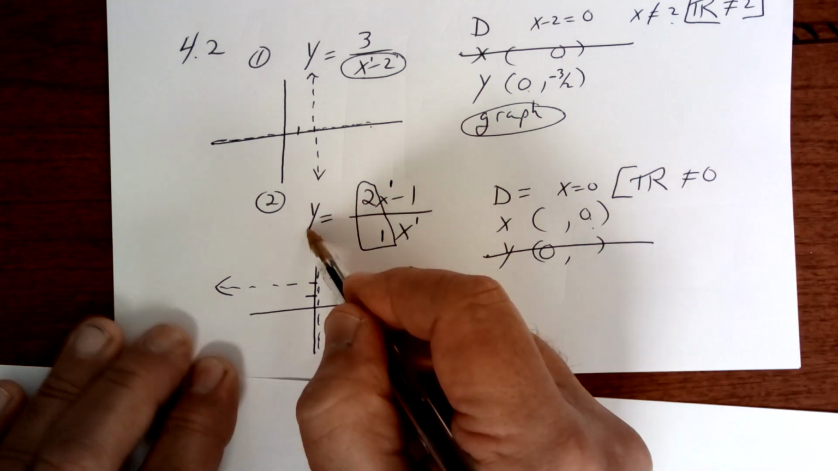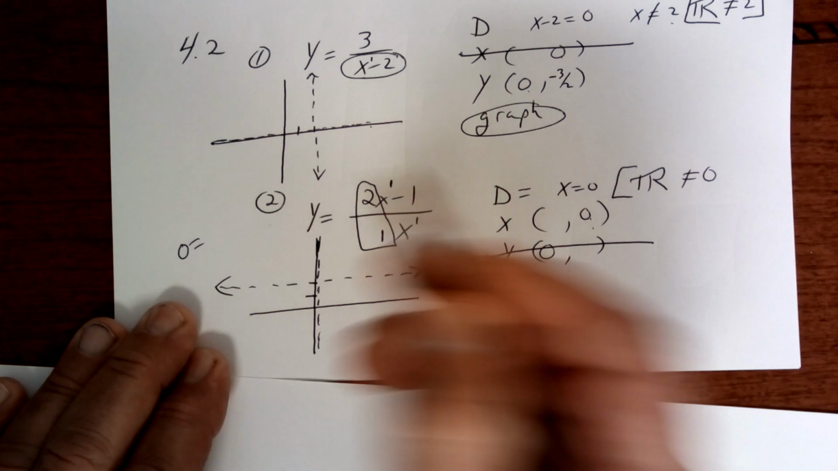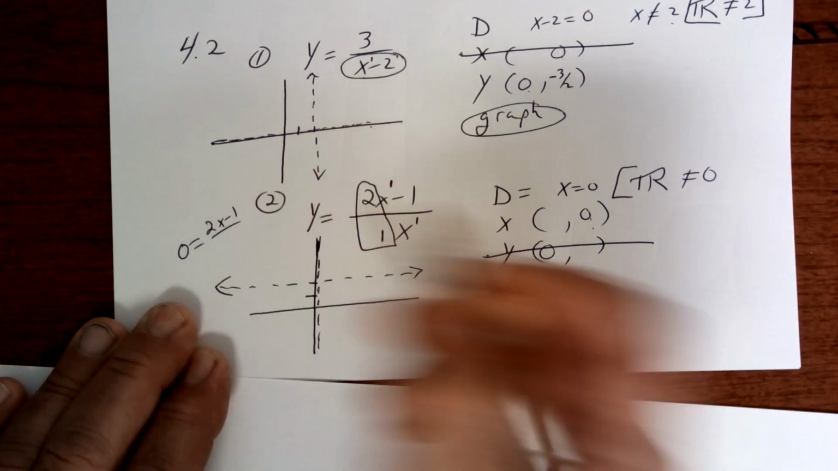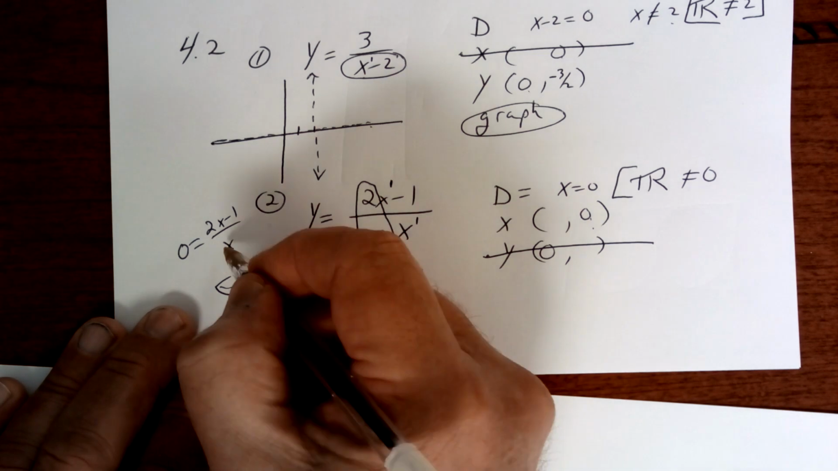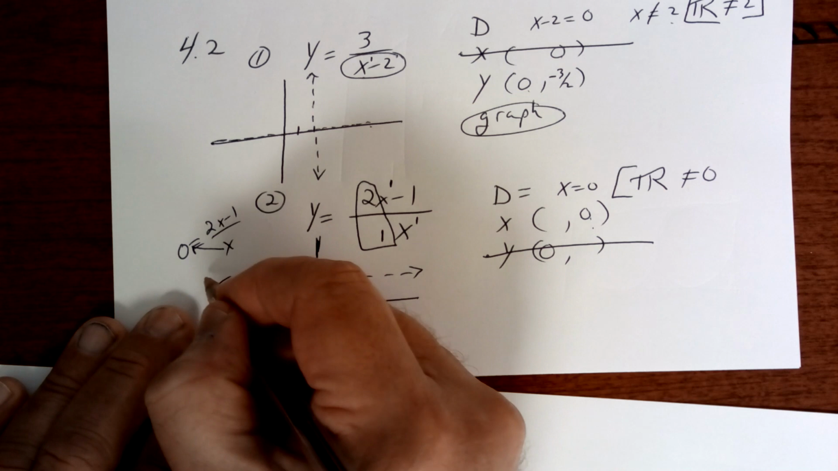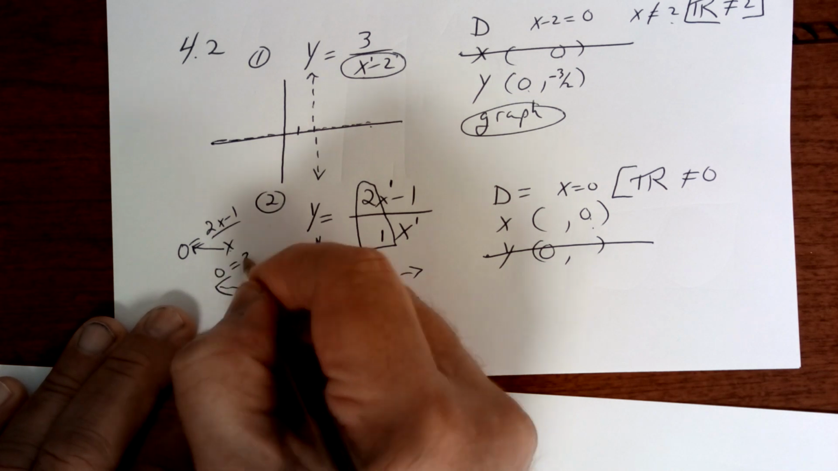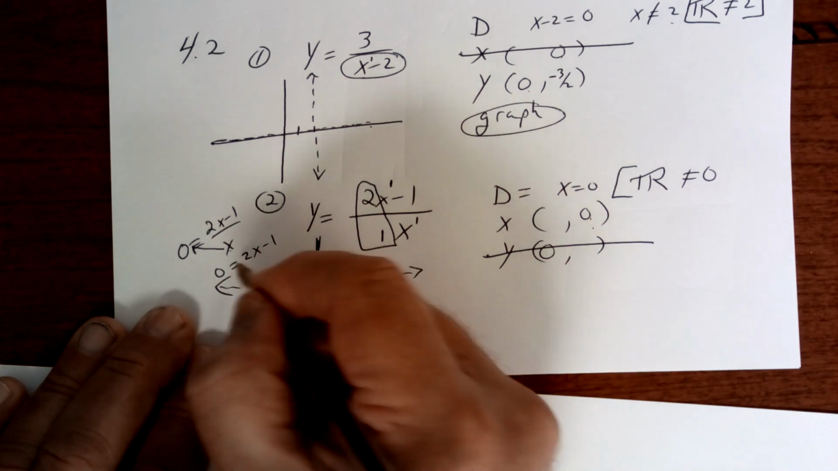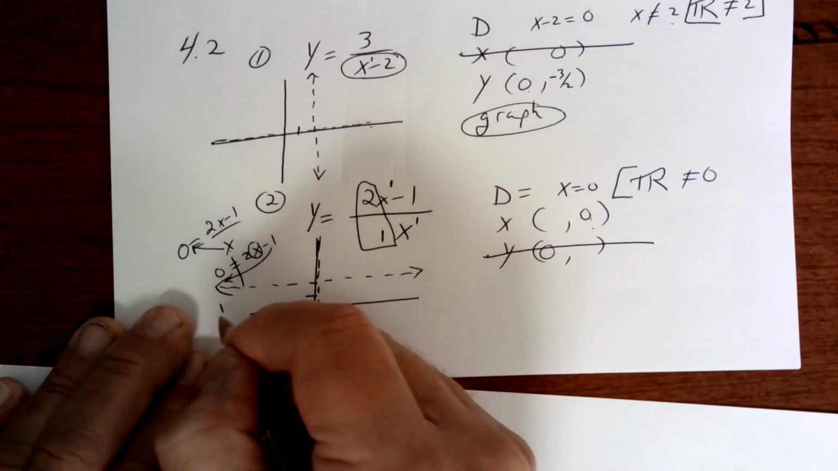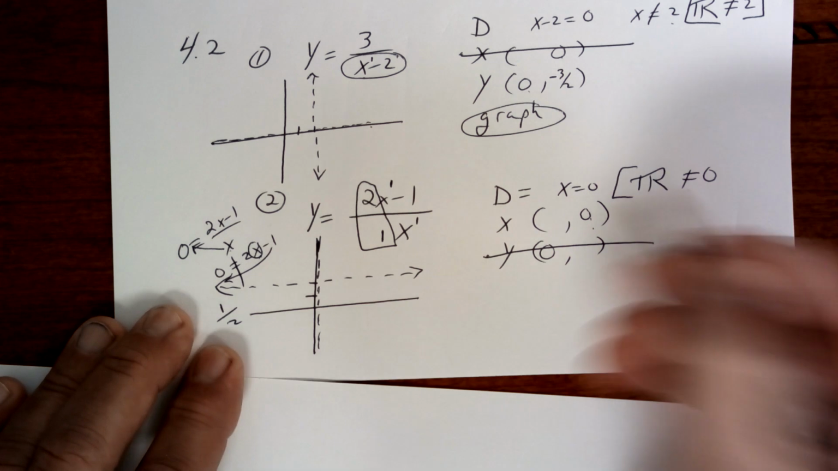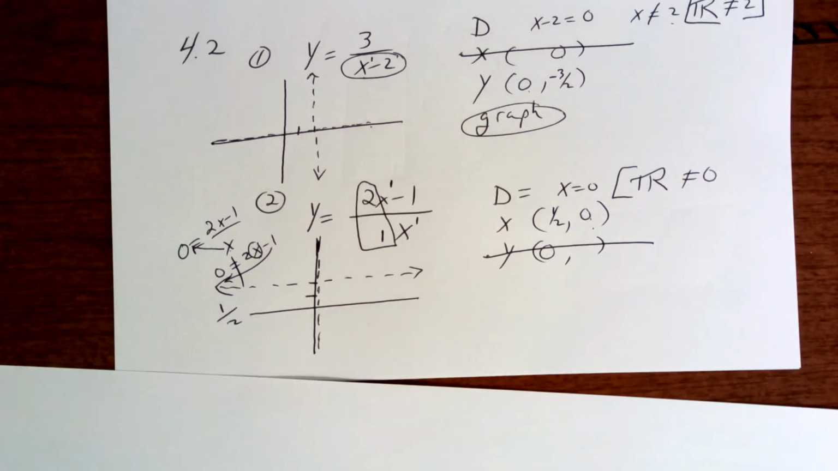To find this one, you're going to let y equal 0 right here. So you're going to get 0 is equal to 2x minus 1 over x. And then you got to solve that equation. Okay, so let's see how we do that. We would cross multiply. So you're going to get x times 0 is equal to 2x minus 1. And then you're going to solve that equation for x. So you're going to move the 1 over here so that becomes a positive, and then you divide by 2. So that should be 1/2. That's your x-intercept. And then you use your calculator and graph it.